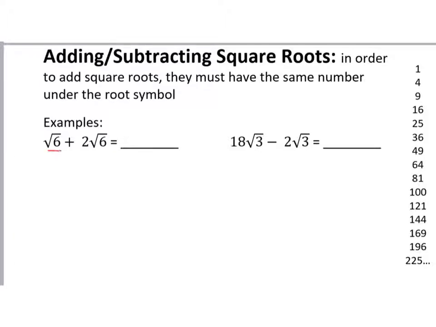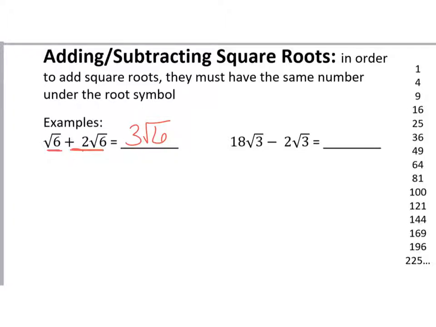So if I look, I have a square root of 6, just one of them, because there's nothing in front of it, so I know it's just one square root of 6. And I'm adding 2 square roots of 6 to that. So if I have one of them plus 2 of them, how many of them do I have? 3 of them, so 3 square roots of 6. Then you just kind of want to look at the square root of 6. Is there anything over here in my list that can go into the 6? No, so we're done. Okay?